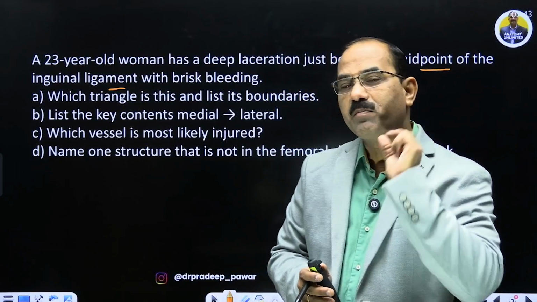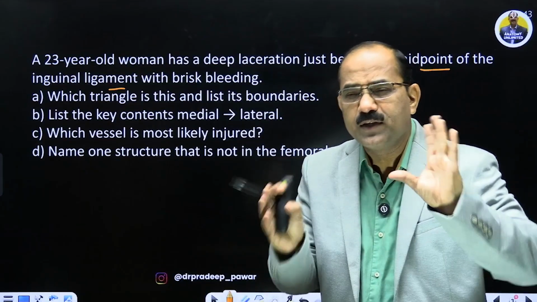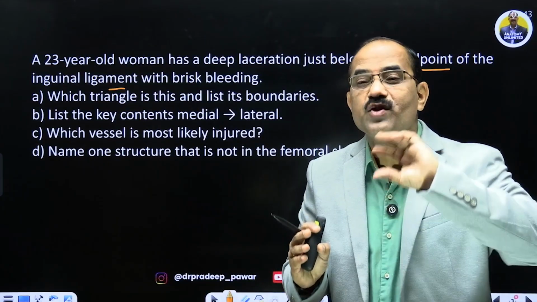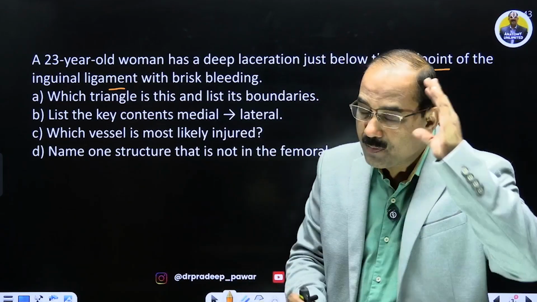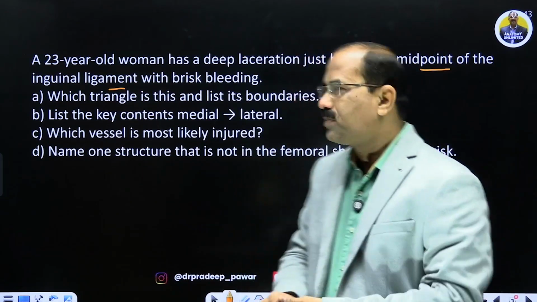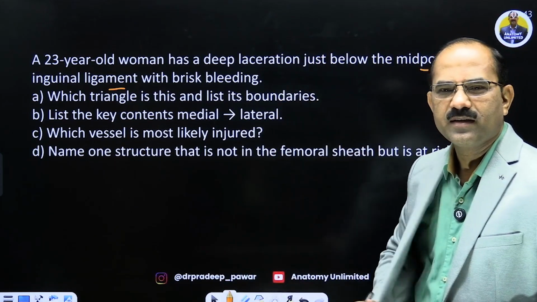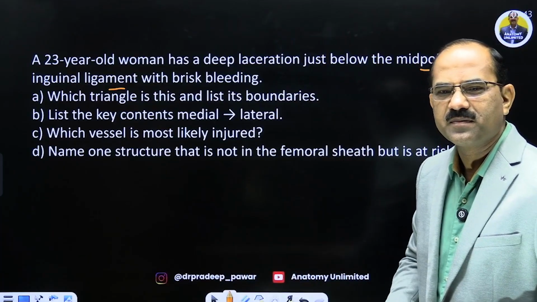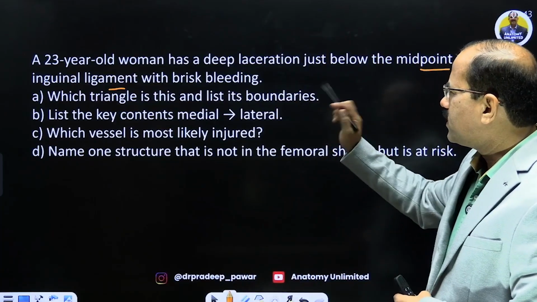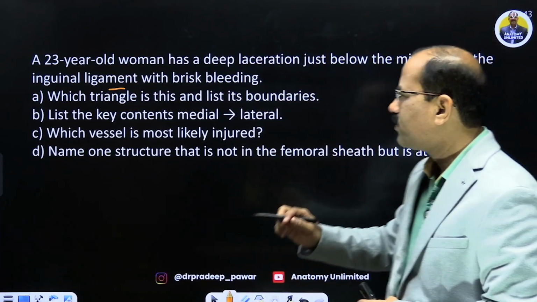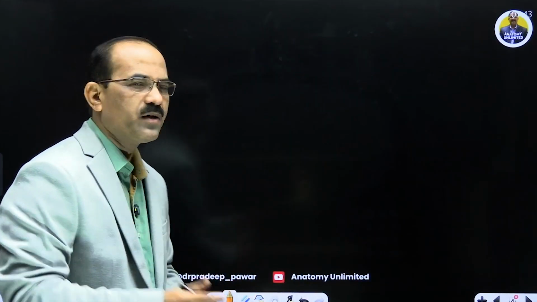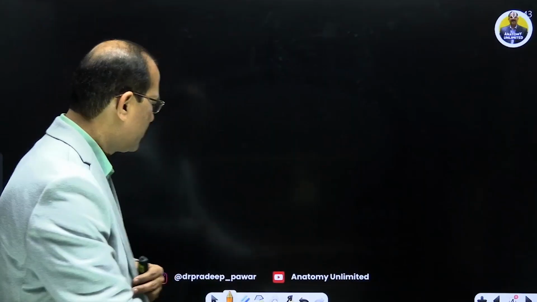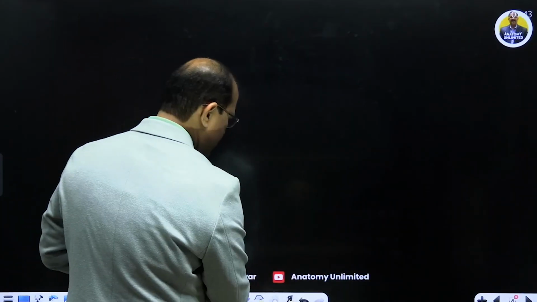हाँ, यहाँ पे midpoint of inguinal ligament दिया, but ठीक है, you should be able to understand and judge. Sometimes the question may be slightly different, but आपको वो समझना है. With brisk bleeding दिया, so you should be able to understand this. So deep laceration just below the midpoint of the inguinal ligament. एक चीज क्लियर करते हैं, what is midpoint of inguinal ligament and what is mid inguinal point. ये दो चीजें पहले क्लियर कर लेते हैं, so it will be clear to you.